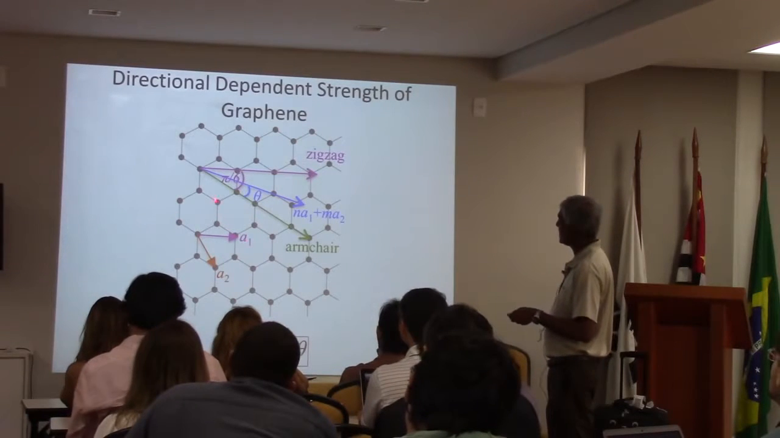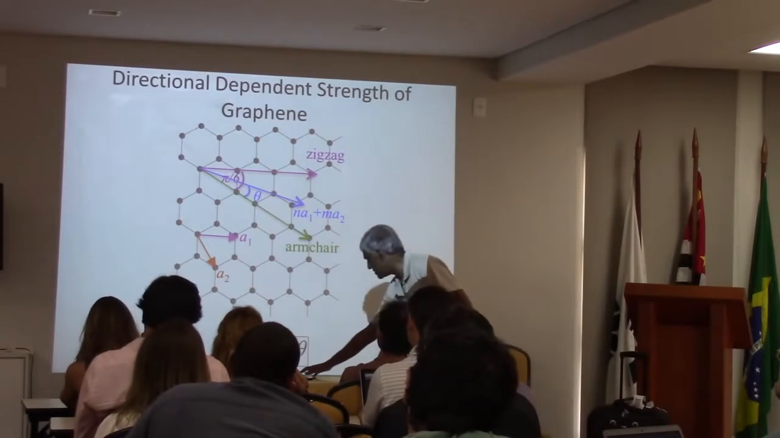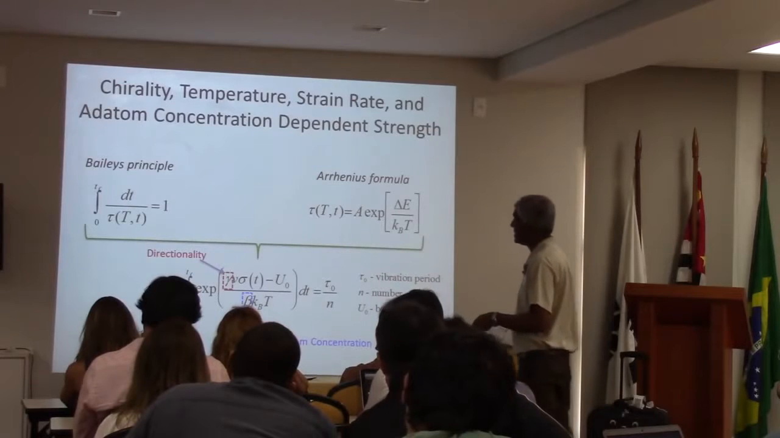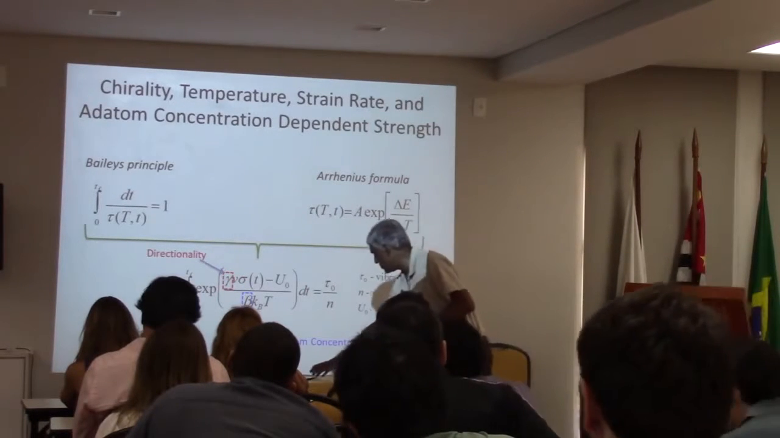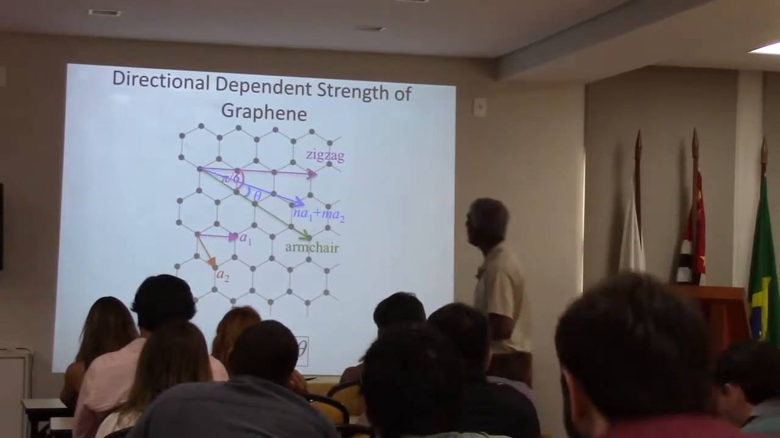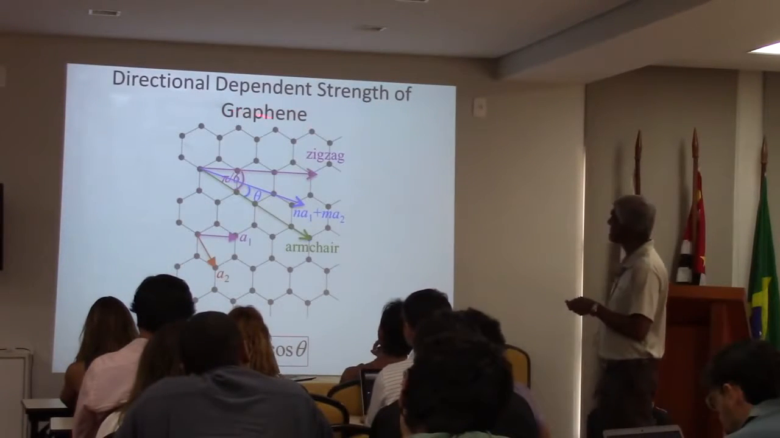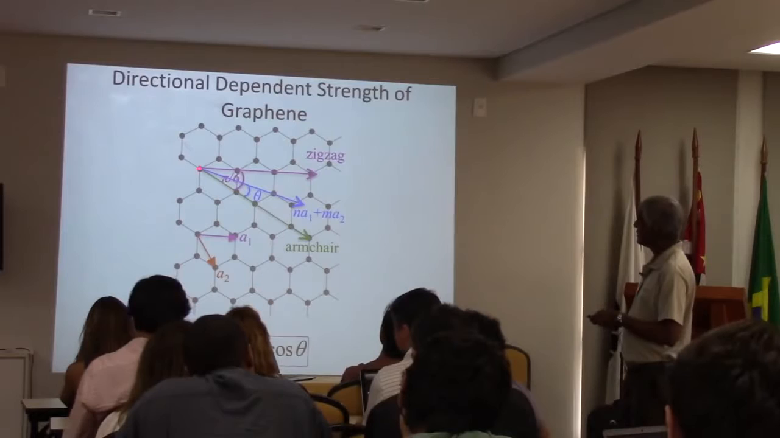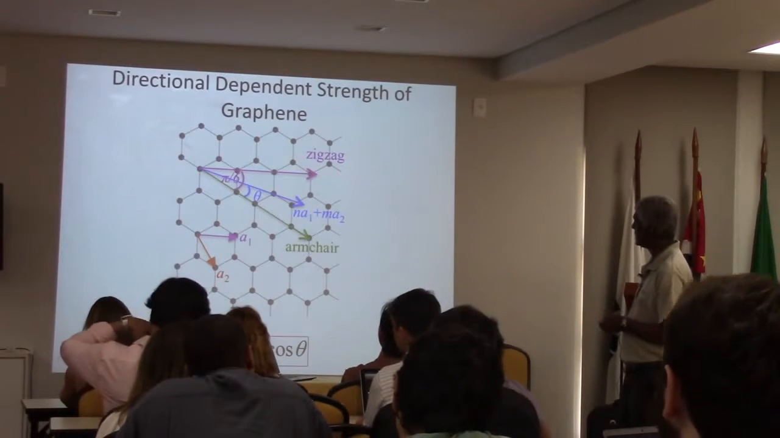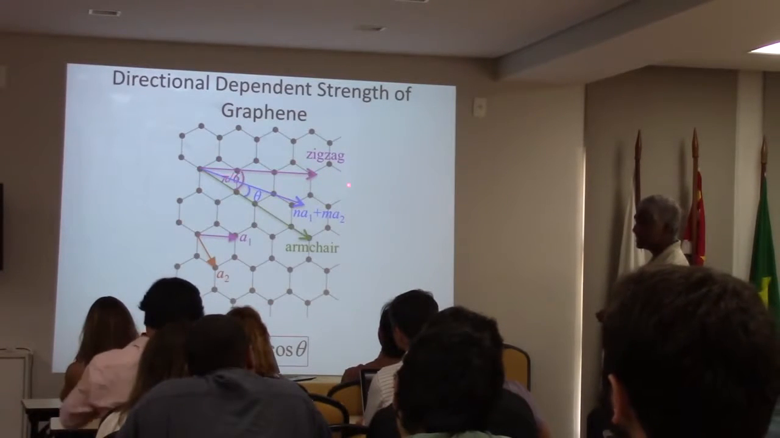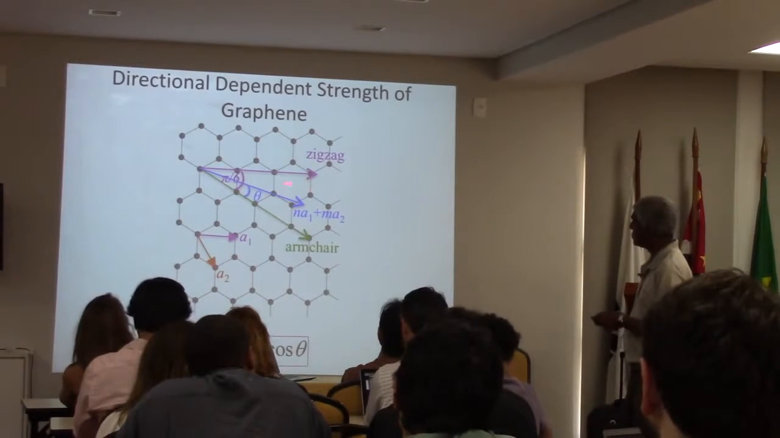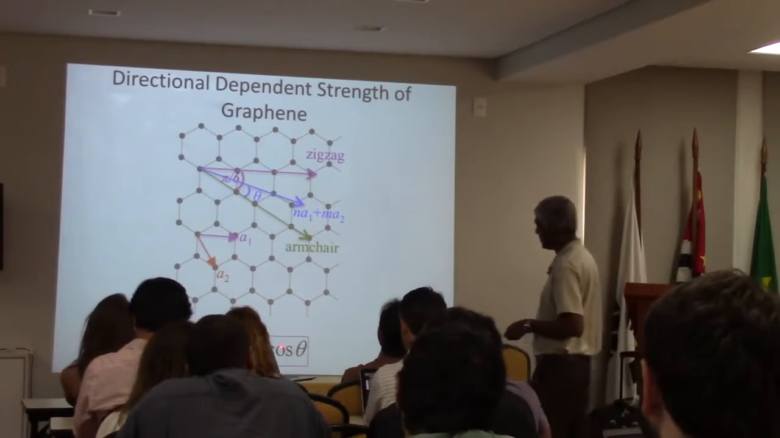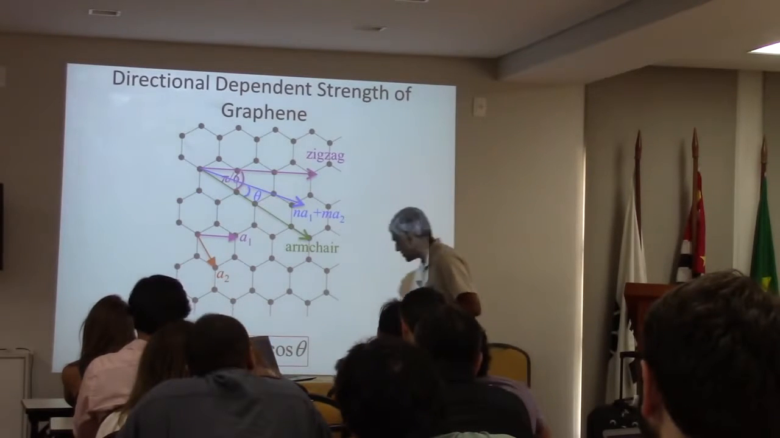In this equation, you have the coefficient gamma. That coefficient gamma accounts for the directional dependence of strength, because graphene is an anisotropic material. In this direction it has one strength, and in that direction it has another strength. So for an arbitrary direction, gamma is given by cos theta.